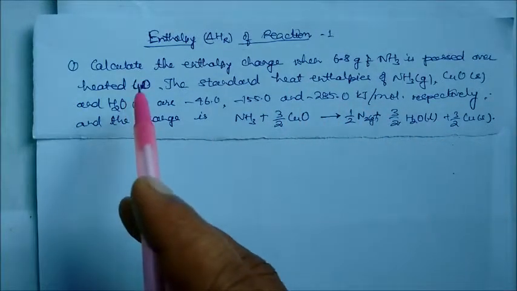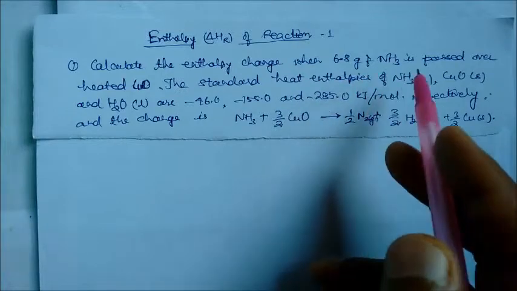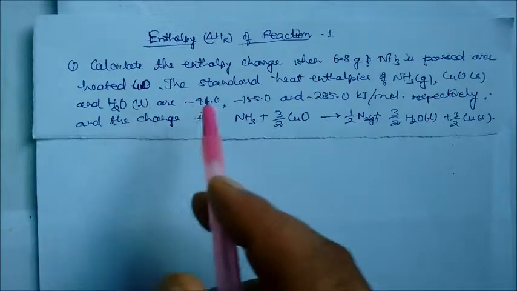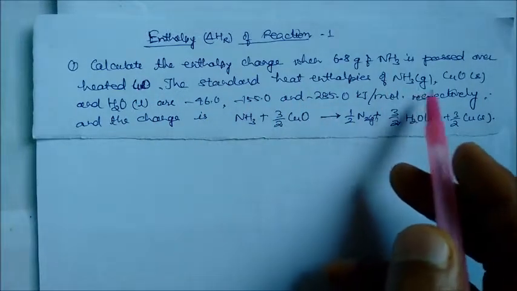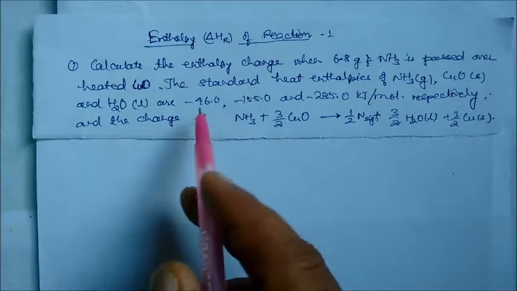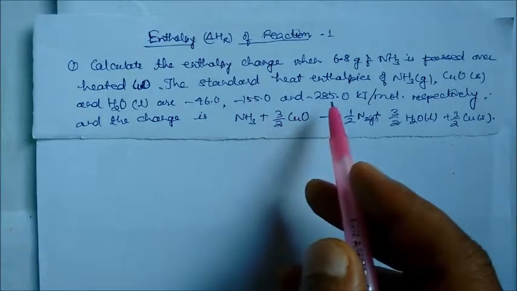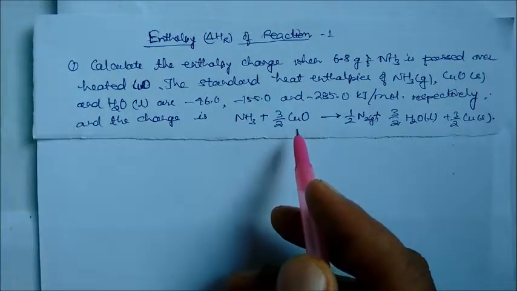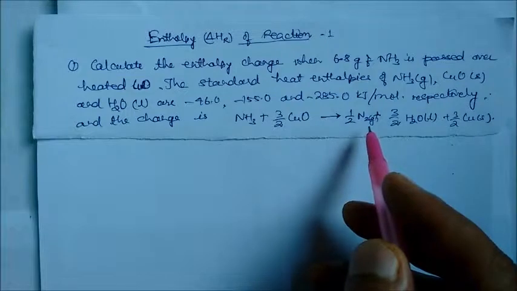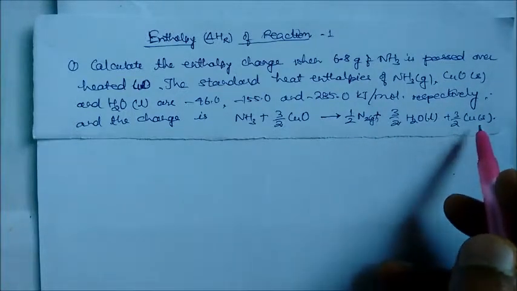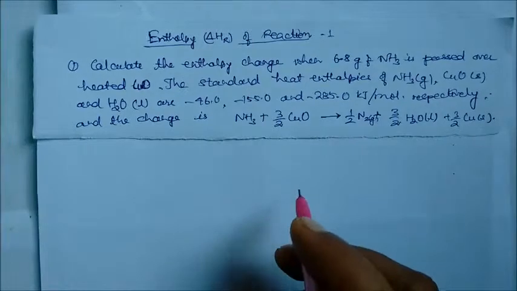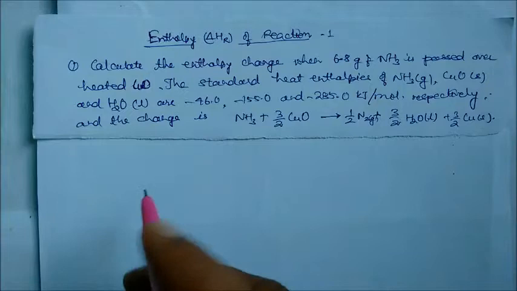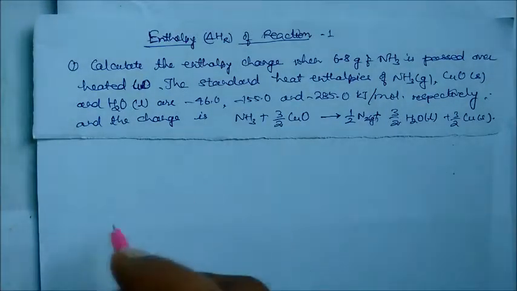Calculate the enthalpy change when 6.8 grams of ammonia is passed over heated cupric oxide. The standard enthalpies of formation of ammonia gas, cupric oxide and water are -46, -155 and -285 kilojoule per mole respectively, and the reaction is ammonia plus 3/2 cupric oxide giving nitrogen, water and copper. So this is basically the reaction given here. We have to use this data to find the enthalpy change, that is the delta H of this reaction, the heat of reaction.